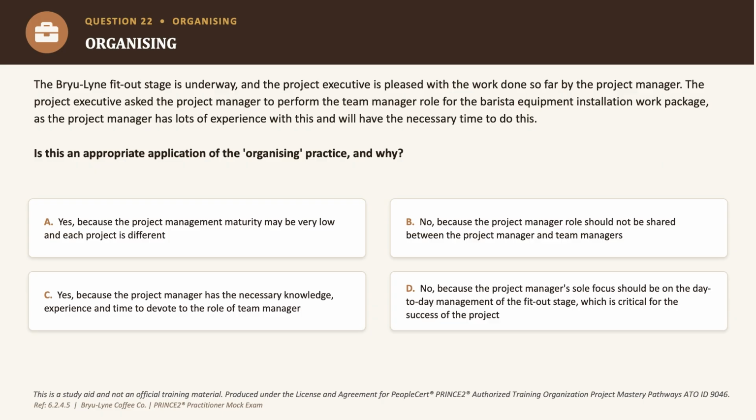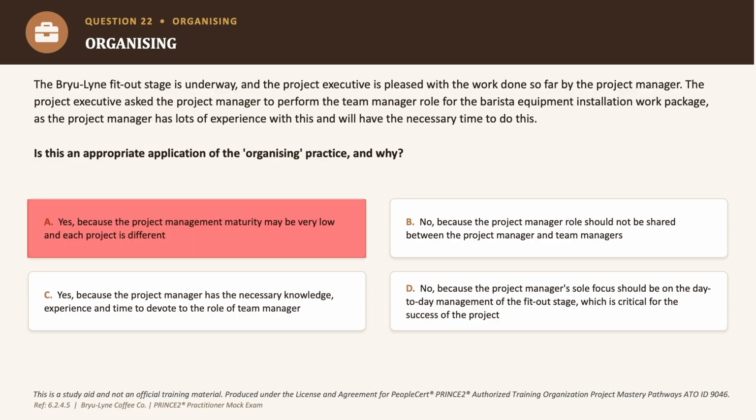Now, it could be true elsewhere, but that's not really the reasoning which could be applicable in this scenario, right? Because it's too broad and too generic, so eliminated. Option B says no, the role shouldn't be shared between the project manager and the team managers. Okay. Now that doesn't hold true because Prince2 explicitly allows this kind of sharing in the right circumstances. Okay. Very important for you to remember.